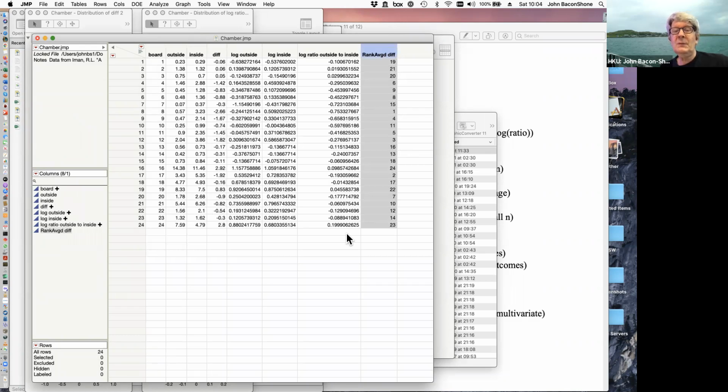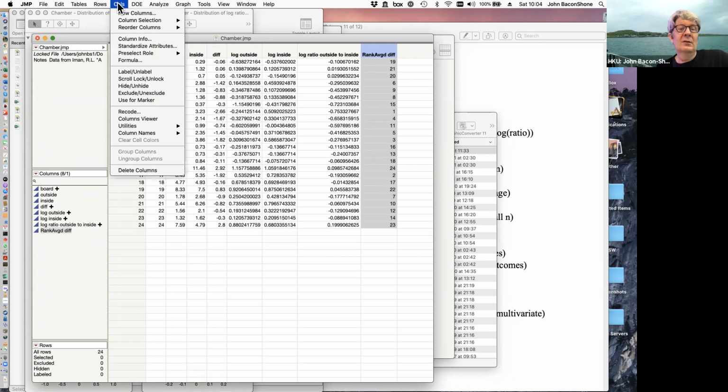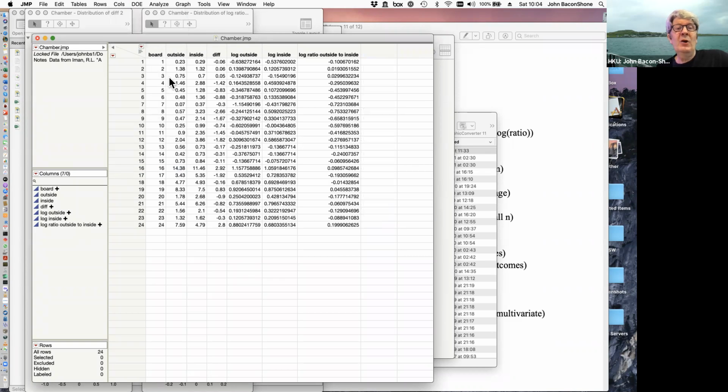So if we now look at this, well, actually, we don't know quite how to test the rank average difference. We can't do it that way, because the real question is, is the average difference 0? We can't test that once we've got the ranks. But what we could do instead, so I'm going to delete this column, is rank the data outside and inside separately, and then ask the question whether the difference in the ranks is 0.